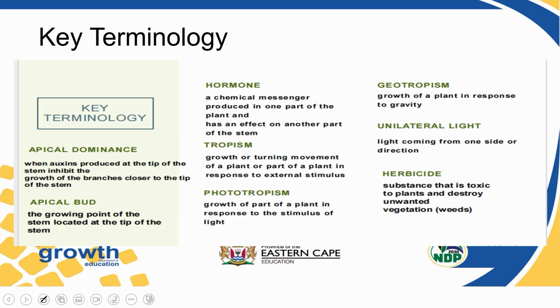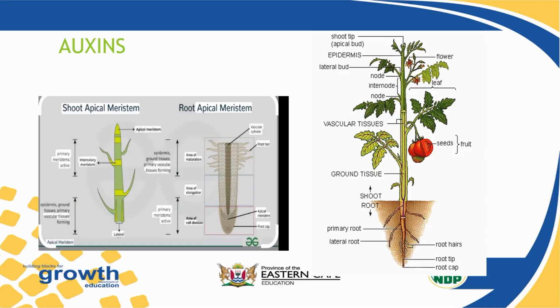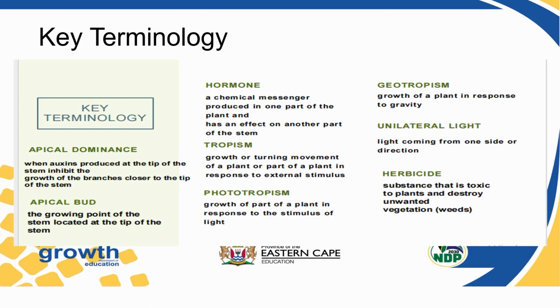Then geotropism is also another growth response of plants that we need to know. But in this case, the stimulus is gravity. So we must be able to differentiate between these two. Phototropism, the stimulus in this case is light. But when it comes to geotropism, the stimulus in this case is gravity. So we need to be very careful about that when we deal with this topic.